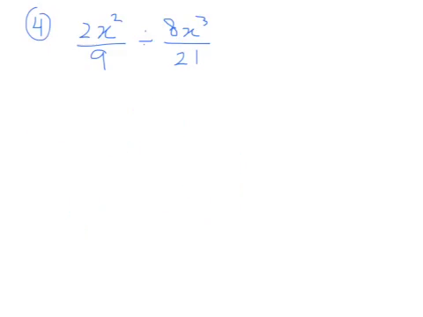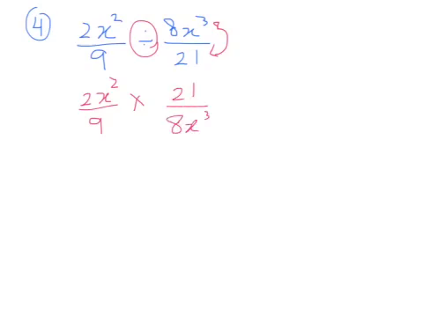Another example, a little bit more complicated. We have 2x squared over 9 divided by 8x cubed over 21. So we're going to do exactly the same thing we did previously in example 3. We will write the first one as it is, so it'll be 2x squared over 9. The division becomes multiplication, flipping the second fraction over, so it'll be 21 over 8x cubed. Again, we have to see if there is anything we can simplify before we proceed.